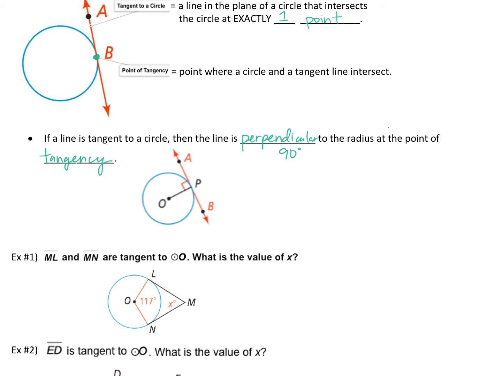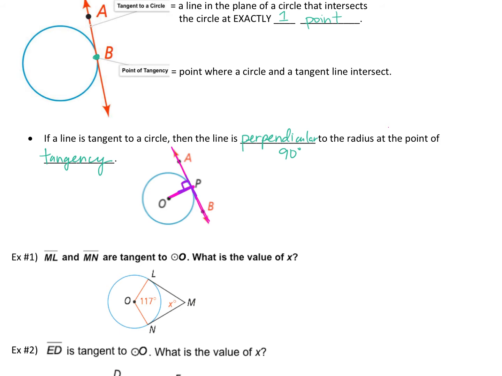Okay, so let's talk through that. Here's your radius, right? Here's your line. So my point of tangency is P. That means I have a right angle from that line to my radius, okay? That is perpendicular every single time. So if you have a tangent line and it connects to a radius, that's always going to form a 90-degree angle. All right, so look at this first example.